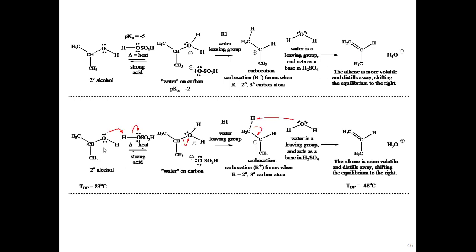So this one would look something like this. We pick up the proton, equilibrium, water leaves, make the carbocation, pick off the adjacent hydrogen here to make a pi bond, and the alkene product. The alkene has a boiling point of minus 48. The alcohol has a boiling point of 83. So if we're heating this up, the alcohol can just sort of sit in there in the warm mixture, and this will just boil away, and we'll get our final product.